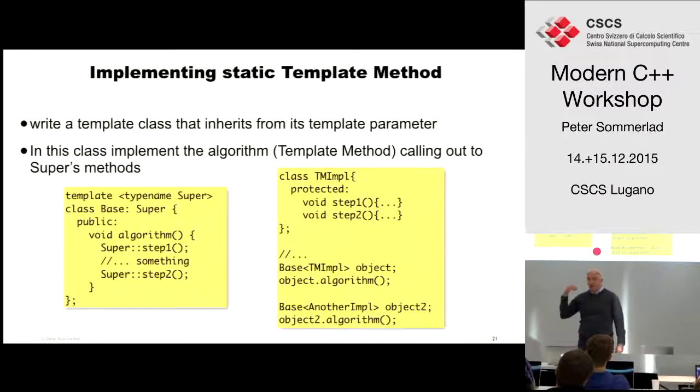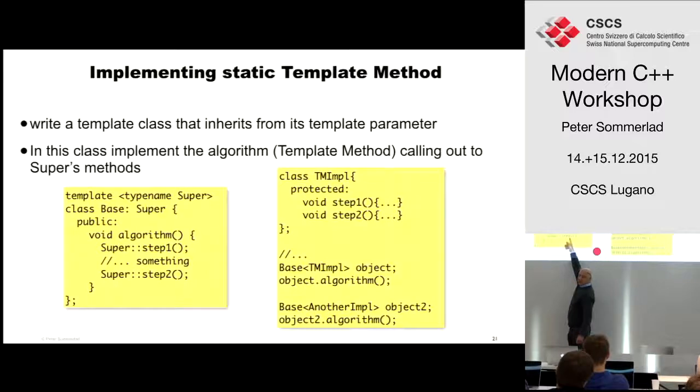In this case, you just expect the template argument to have implemented these 2 step functions and would call out to them. Currently, without concepts, we cannot check at compile time if this template parameter actually provides the implementation for all those steps. You will still check at compile time. It's only that the compile error might happen here.